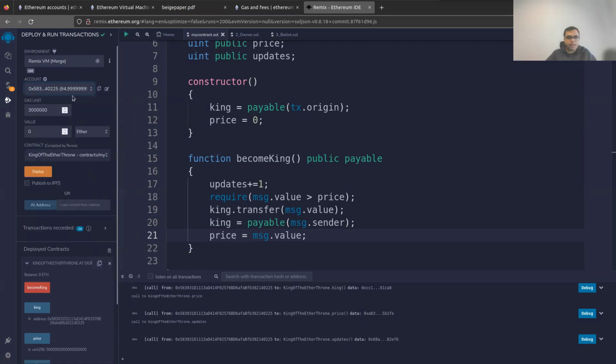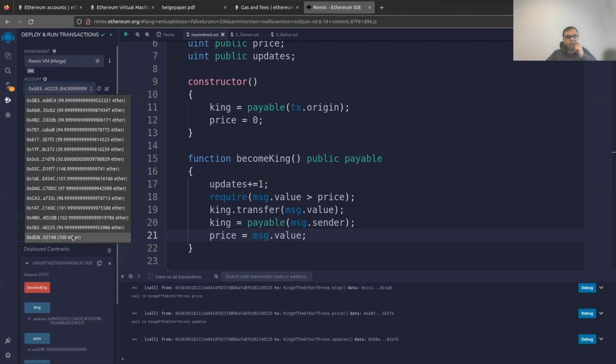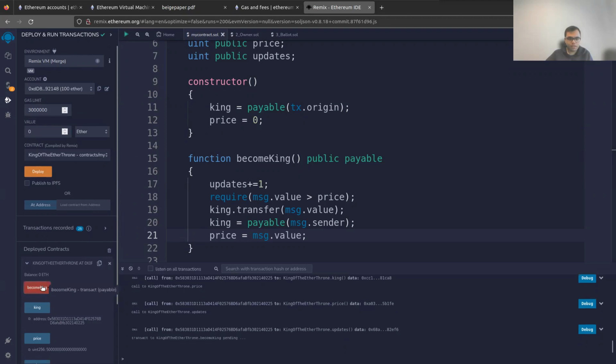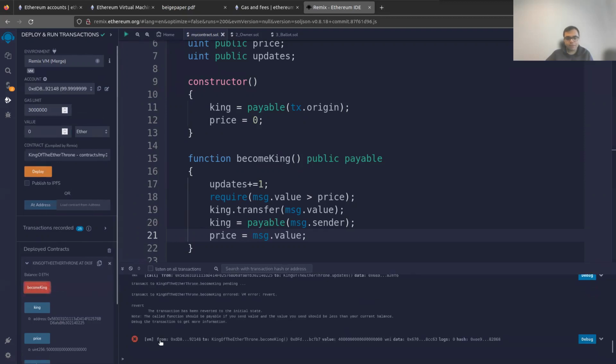Okay. Now, at this point, let's say that some other person comes, and let's say that they want to become king by paying only 4 Ether. And that's, of course, not going to happen, right? So they call become king, and they pay 4 Ether. Let's see what happens. Well, first of all, you see that the transaction actually failed.